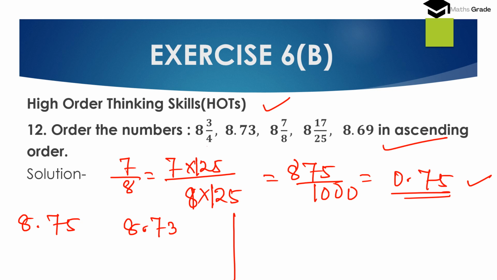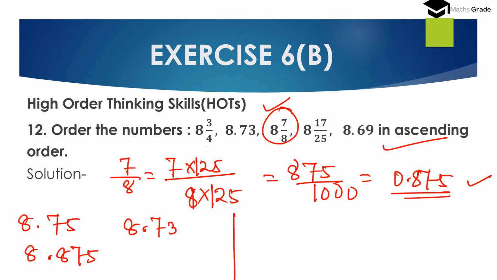Now in the denominator 1000 has 3 zeros, and in the numerator there are 3 digits. So we have to place 3 digits after the decimal point. So it will be 0.875. So 8 and 7 divided by 8 will be 8.875.